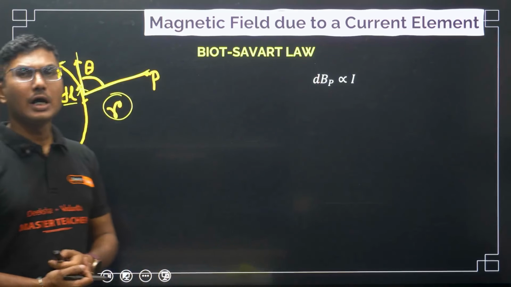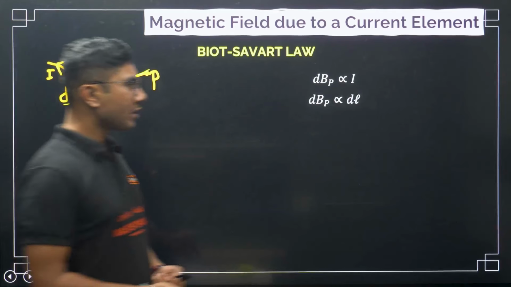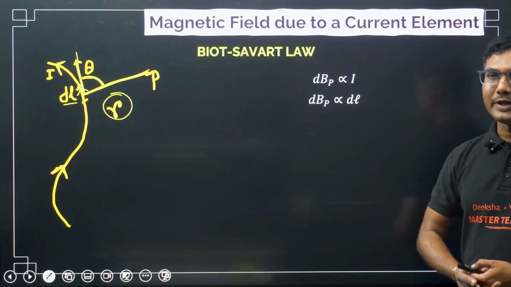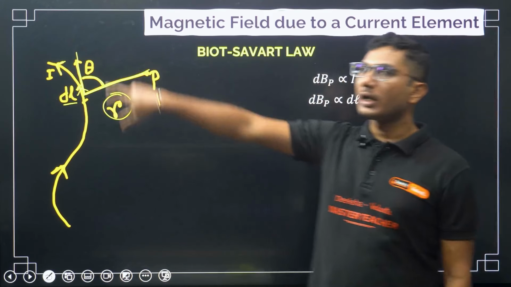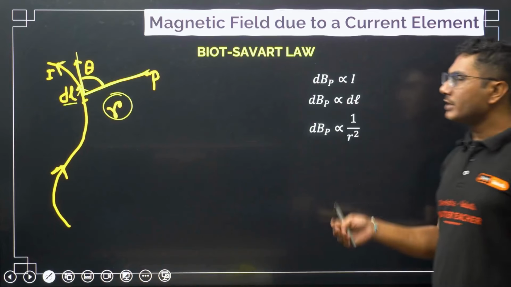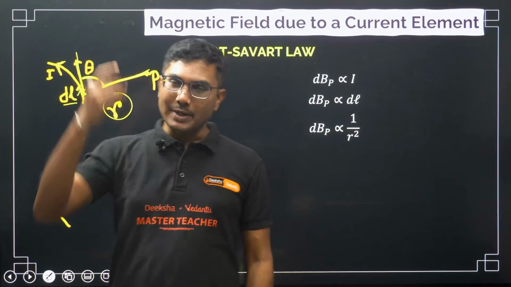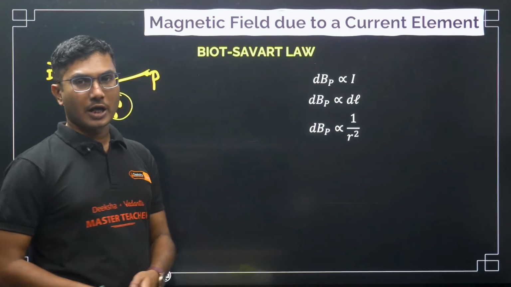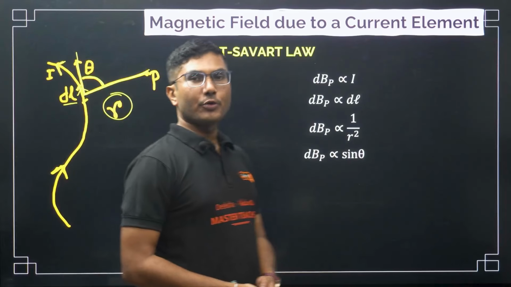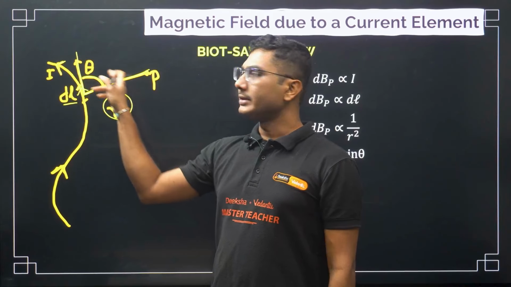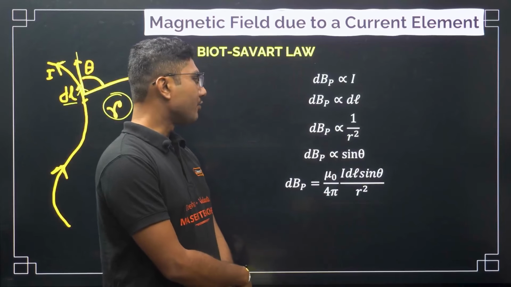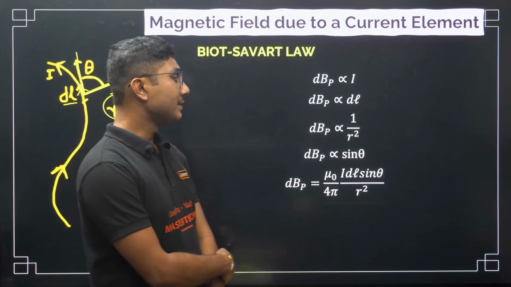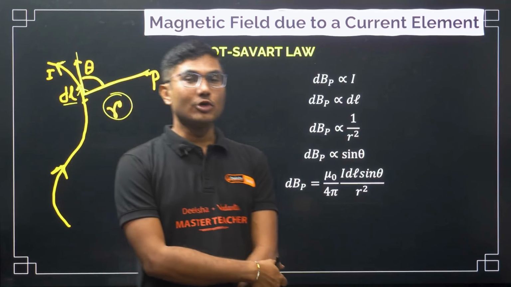So it is proportional to the current I, and it is proportional to the length of the element. Obviously, more current means more magnetic field, and if you are considering more length of dl element, that means more magnetic field. It is inversely proportional to the square of the distance, same as Coulomb's law, right? So 1 upon r square, and it is directly proportional to the sine of this angle theta. Now if you combine all these, there has to be one constant, mu naught by 4 pi. It is similar to Coulomb's law. If you remember, in case of Coulomb's law, what was the constant?